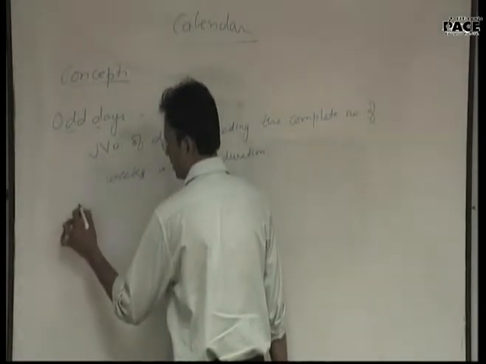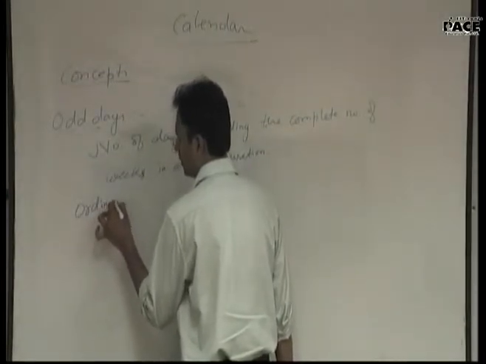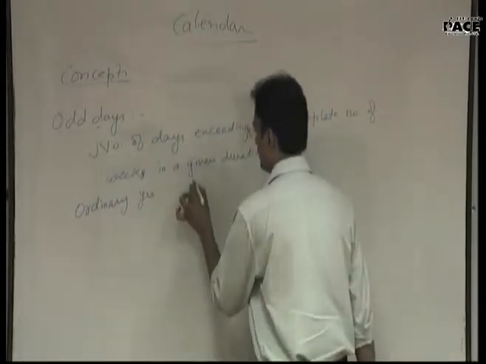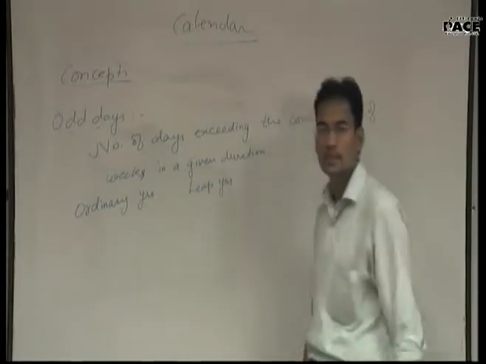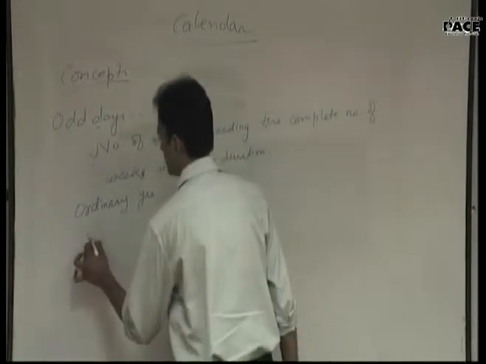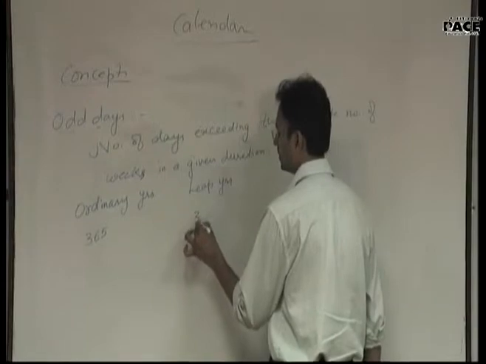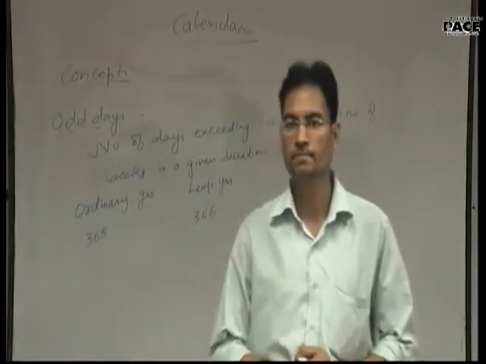Suppose we have ordinary years and leap years. In an ordinary year, we have 365 days, and in a leap year, we have 366 days.